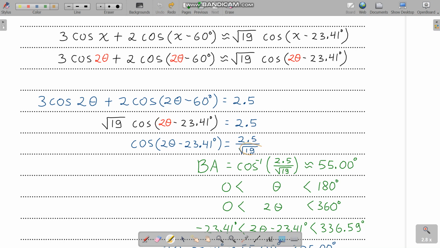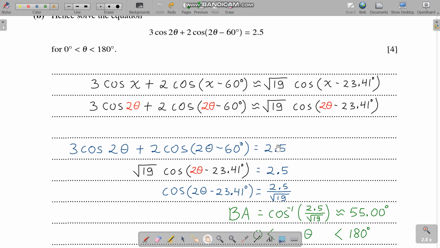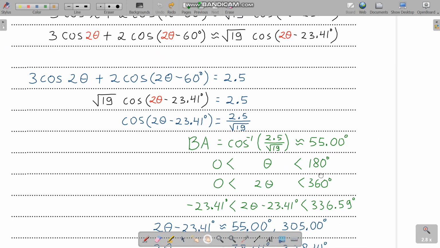Then we divide by root 19. Now to find the base angle, we do inverse trigonometry. In this case we use cos. Remember, we have to use the positive value, ignore the negative if any. There's no negative here, so just inverse cos. We get the base angle or the quadrant 1 angle. Now if we look at the domain in the question, it says theta is between 0 and 180 exclusive.